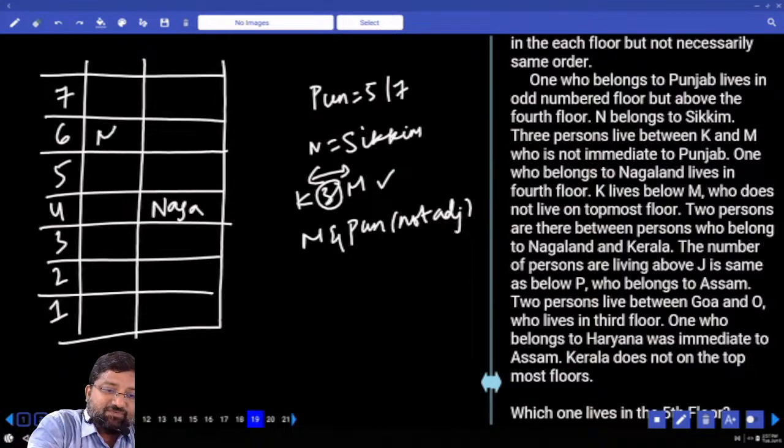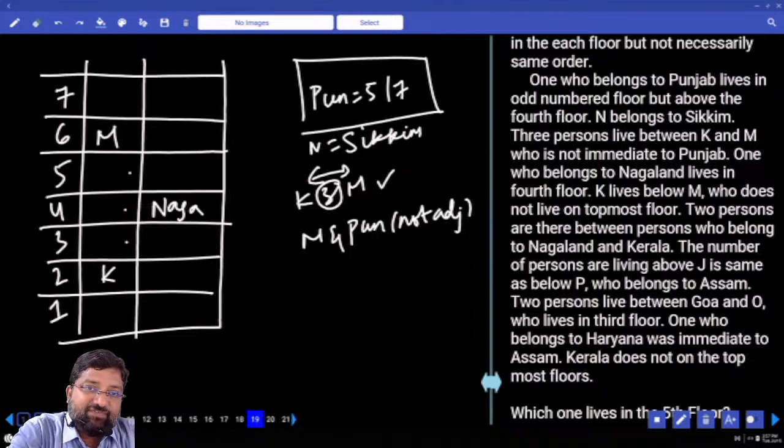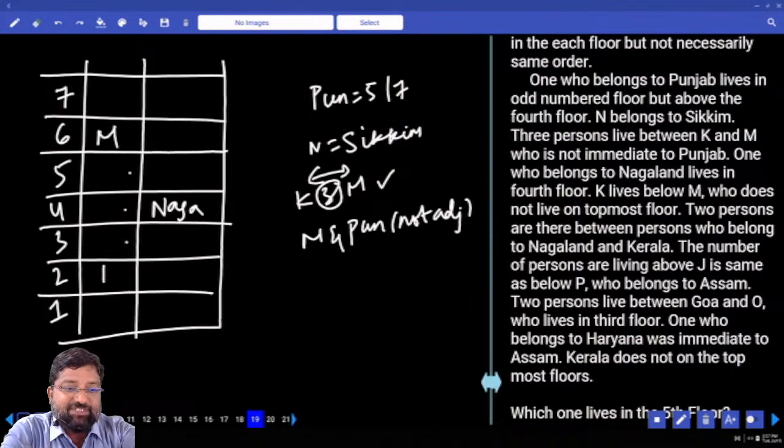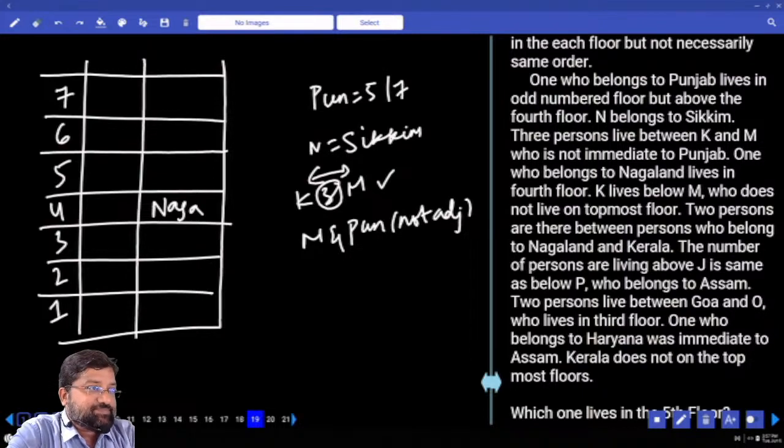If M is in the 6th floor, 1, 2, 3, I have to go for K here. But he said Punjab can live either in the 5th floor or in the 7th floor. And he's also clearly telling us M and Punjab are not adjacent to each other. But if I place M in the 6th floor, will you get a possibility for Punjab? Yes or no?